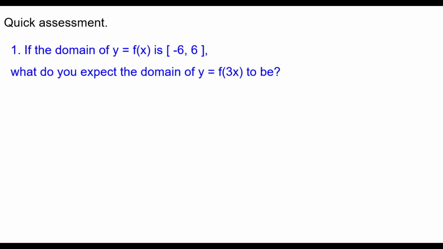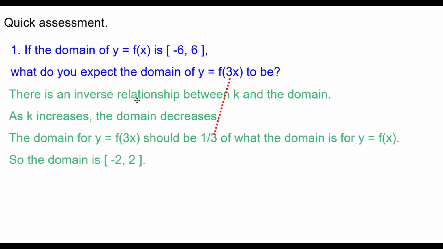I do have a quick assessment, 2 problems here. If the domain of some function is from -6 to 6 inclusive, what do you expect the domain of y equals f of 3x to be? Press pause as needed. Resume when you're ready. Since there's an inverse relationship between k and the domain, as k increases, the domain decreases. So it should be 1/3 of what the domain was before, 1/3. So that should be from -2 to 2 inclusive.